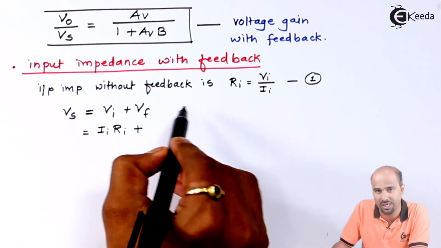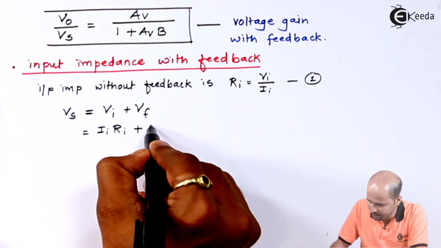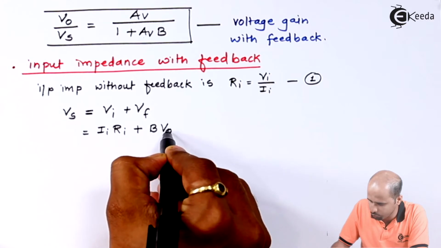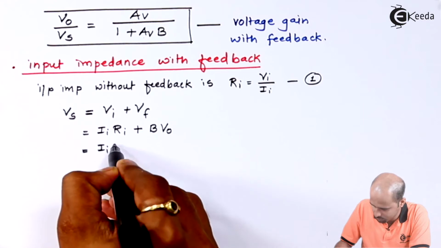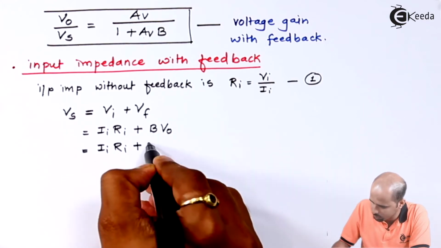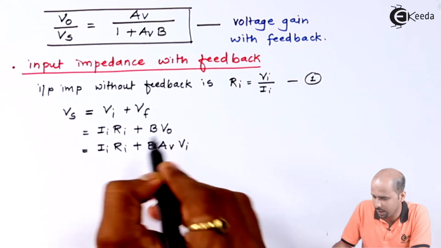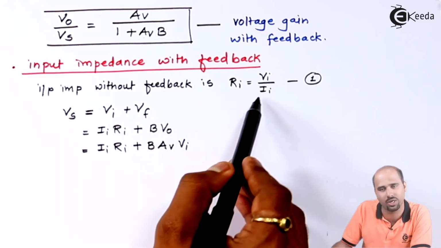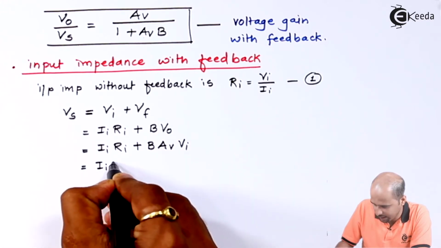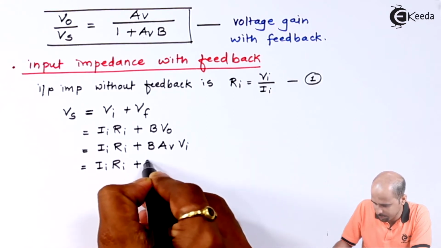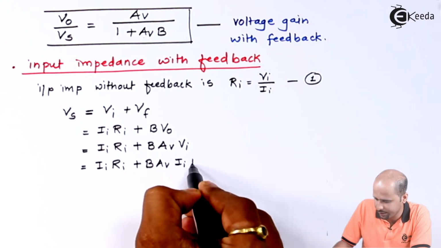What's the value of Vf? Vf is nothing but beta into Vo. So I will write it here first, beta into Vo. But what is Vo? Vo is nothing but Av into Vi. And as we have learned, Vi is equal to again Ii into Ri. So in the next step I can say Ii Ri plus beta into Av into Vi is nothing but Ii into Ri.